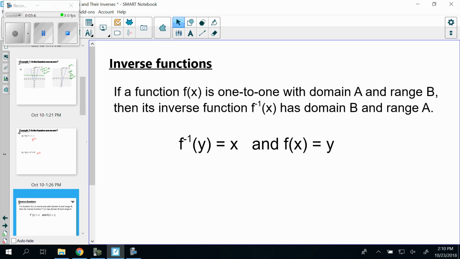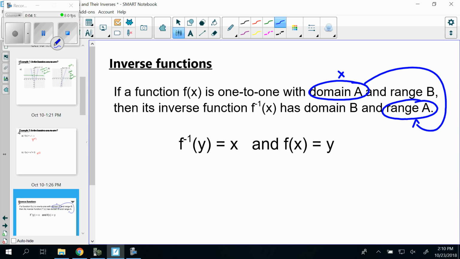All right, inverse functions. If a function f of x is one-to-one, like we just talked about, with a domain A and a range B, then if you find its inverse function, the domain and range switch. The domain becomes B and the range becomes A. So in one-to-one functions, whatever your domain, whatever your x's is, that now becomes your range, your y's, and same with the range and domain. The range of your function becomes the domain of your inverse.